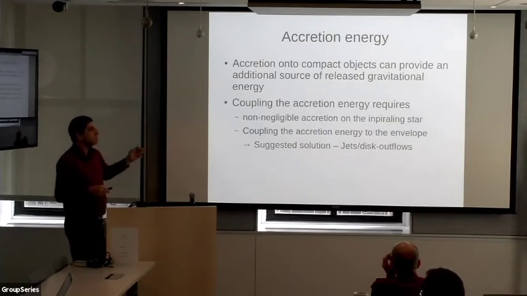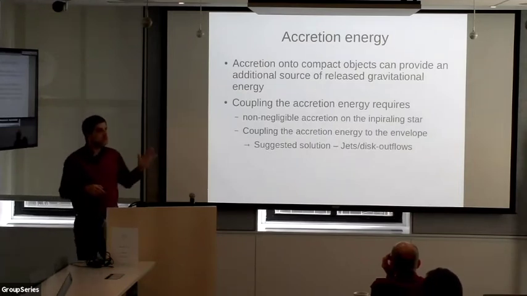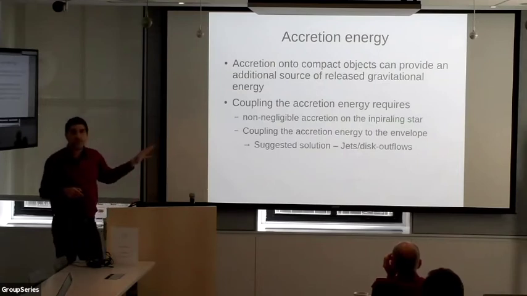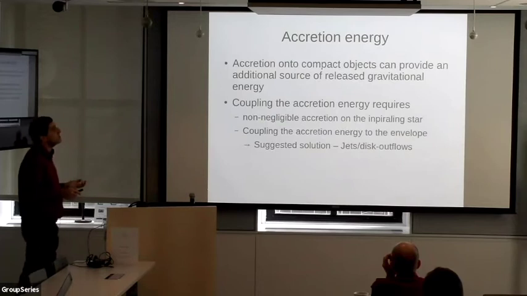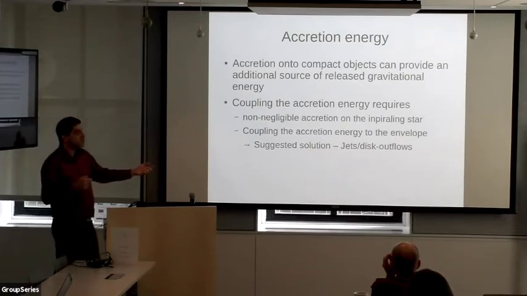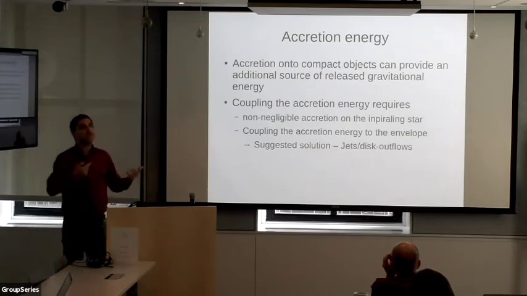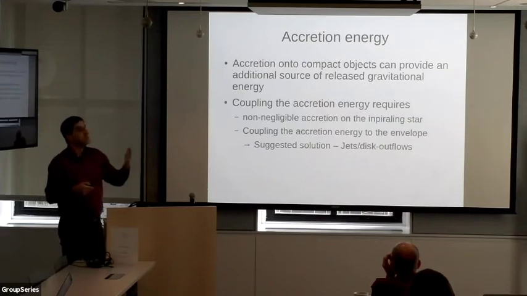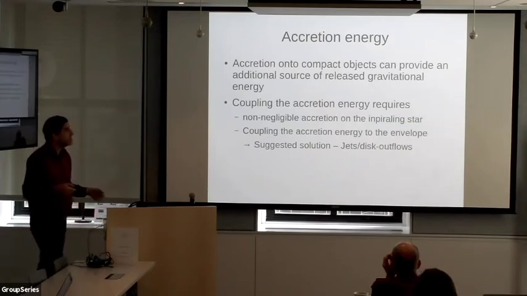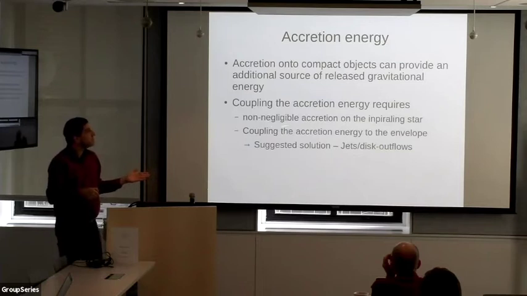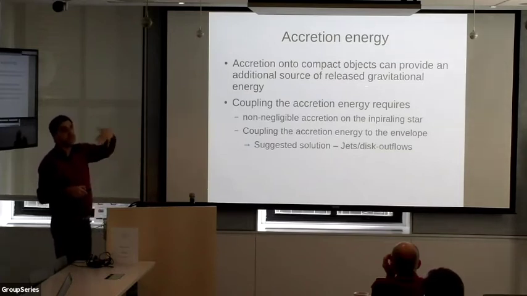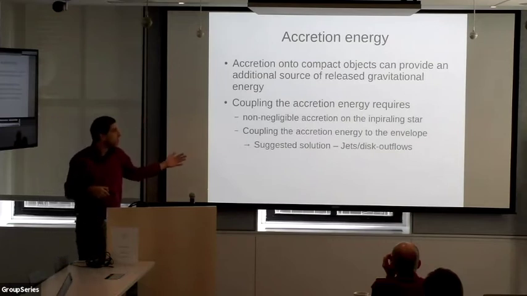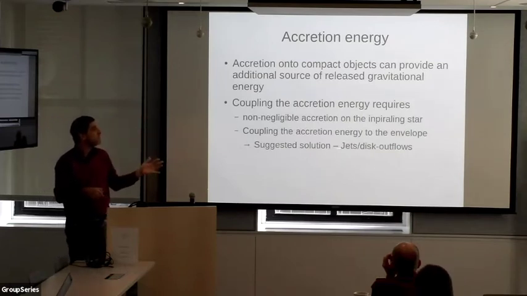Okay, so this is about dust-driven winds. I will discuss some mechanisms I'm not working on, but at least mention them, because it's important that we discuss them here. So we could actually have accretion energy, right? Additional energy that you can get from accreting material onto, for example, the inspiraling object, especially if it's a compact object, but not necessarily only in this case. If it has non-negligible accretion, and you can couple this accretion energy into the gas, you can actually transfer energy and eject it, as seen through some jets or disk outflows.